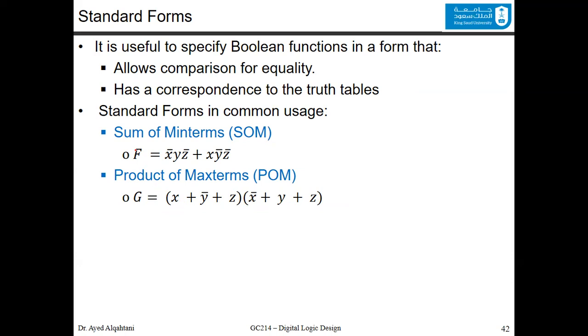What we mean by sum of min terms is that those terms we call min terms, and this is the sum of them. Similarly, in the product of max terms, those terms are called the max terms, and we have a product between them, meaning we have an AND. The sum means we have an OR.